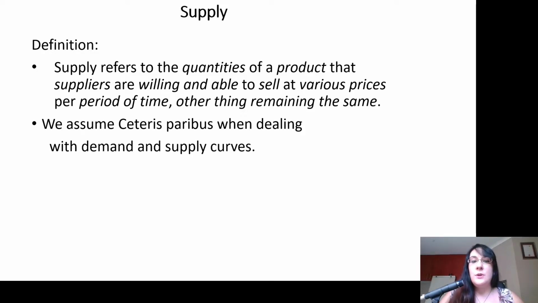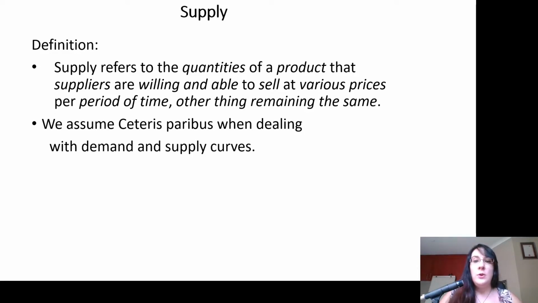Supply refers to the quantities of a product that suppliers are willing and able to sell at various prices per period of time, other things remaining the same. So here you can see again we find the concept of other things remaining the same, ceteris paribus, as we looked at it in demand as well.